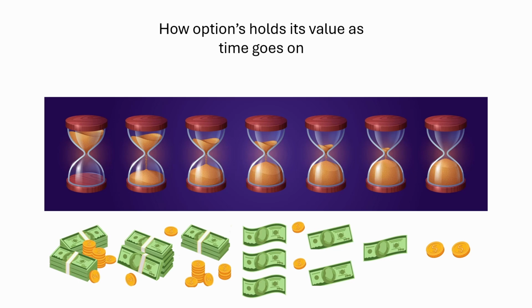So it doesn't matter how far you are. If you're closer than what you were yesterday, this time value will always decrease. Okay, that's super important to understand in options. This is what makes up a portion of the extrinsic value.